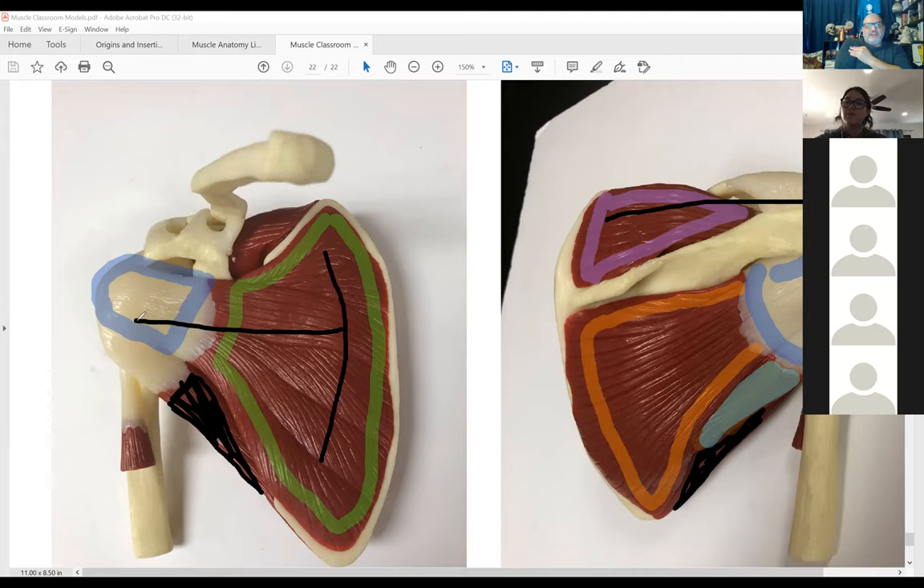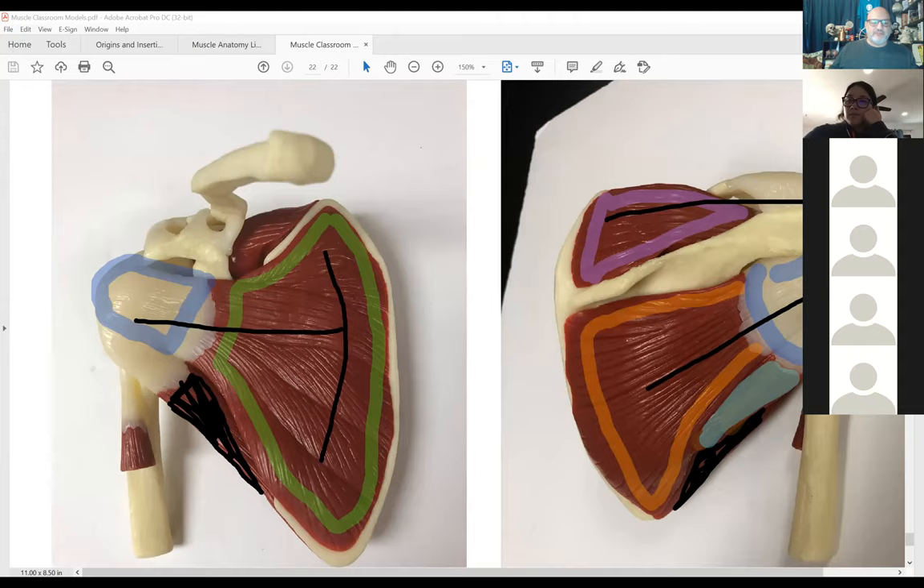Notice, if the subscapularis on the front can medially rotate, then the infraspinatus on the back, what's it going to be able to do? Laterally rotate. But notice, instead of coming straight across, it's at a little more of an angle. So not only can it laterally rotate, but it has a little bit more leverage on the humerus as well. So what else can it do? Adduct. So it brings the arm in and laterally rotates it.